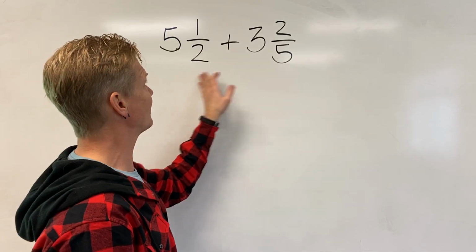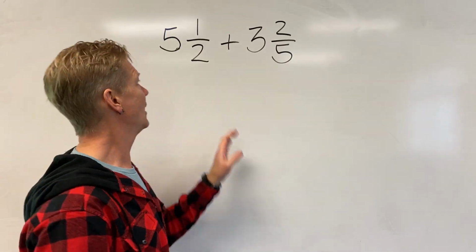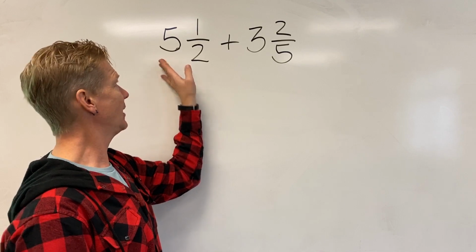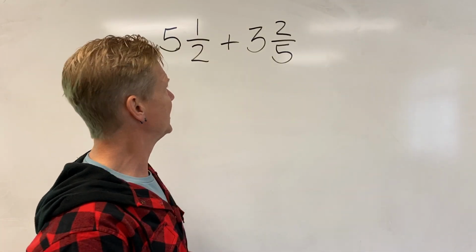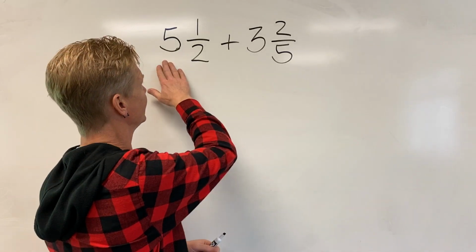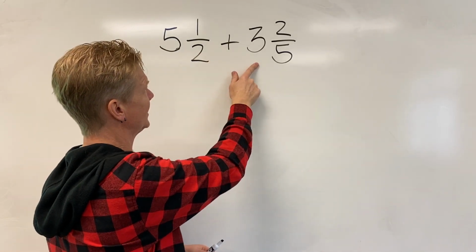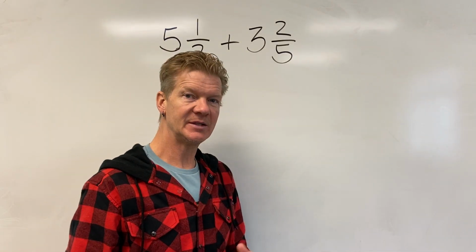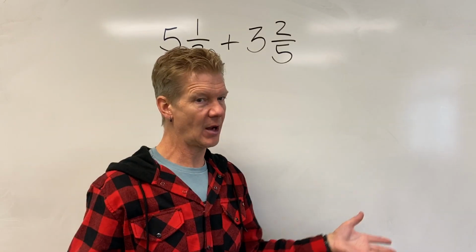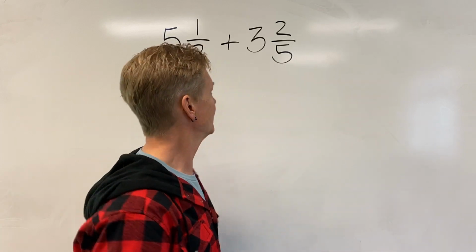So I don't have just a half pizza plus 2/5 of a pizza. I have 5 whole pizzas and a half plus 3 whole pizzas and 2/5. So even before you begin, you can look at this question and go, I've got 8 whole pizzas, right? 5 plus 3. And then I've got about a half and about a half. So I should have about 9 pizzas. And if my answer is not around 9, then I've done something wrong. So let's just get started.